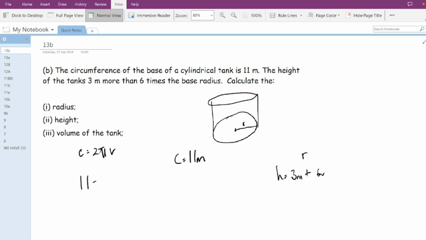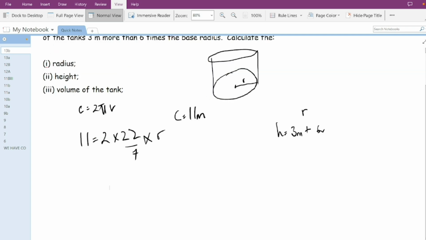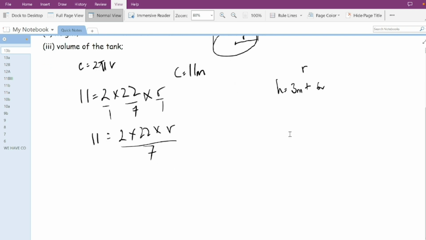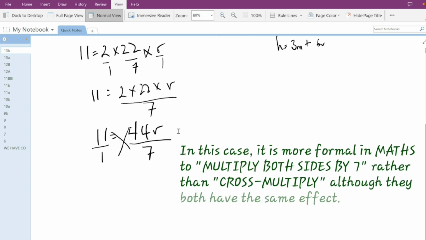So we have 11 equals 2 times 22 over 7 times r, which is unknown. We have 11 equals 2 times 22 times r all over 7, because you can see this r over 1 and this 2 over 1. This 2 times 22 gives you 44r, so 44r over 7. At this point, you can make the 11 over 1. Then we cross multiply. So we have 44r times 1 is 44r equals 11 times 7 on the other side. So 11 times 7, 44r equals 77.